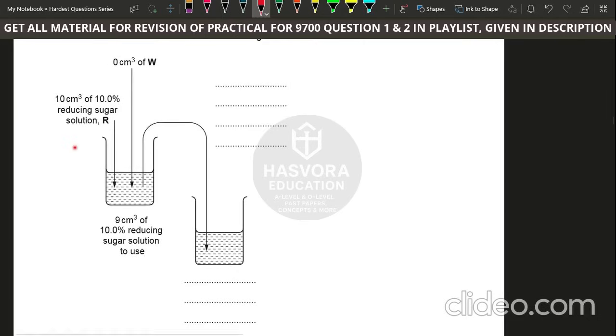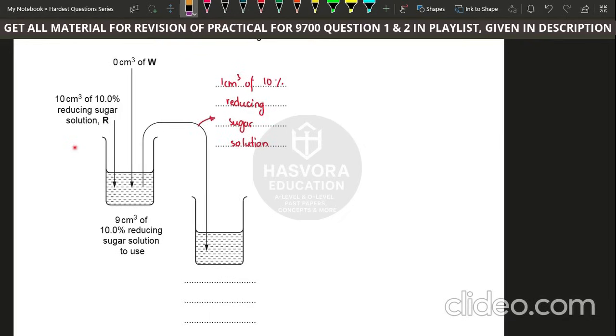So you have 10 cm cube of 10% reducing sugar solution R in the beginning, and then you have 0 cm cube of water. Now what you have to do is transfer 1 cm cube of 10% reducing sugar solution. You have transferred that. This is the one that you have transferred.